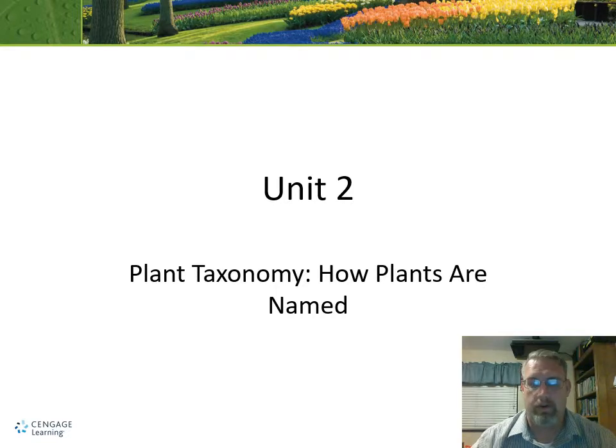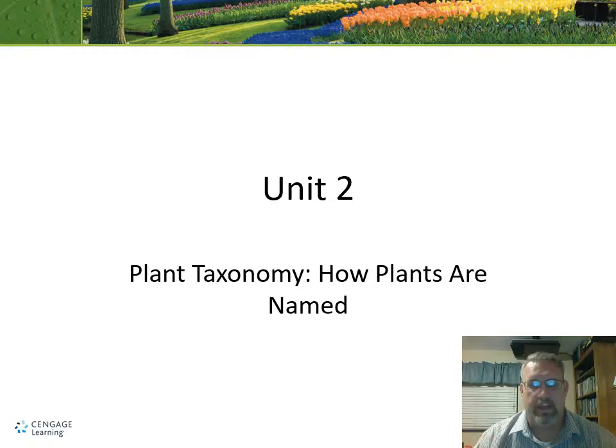Welcome to Unit 2 of Introductory to Horticulture. Today we're going to talk about plant taxonomy. Plant taxonomy is the naming conventions that we use when we're talking about plants. So this is going to talk about all the different ways that we differentiate between different plants.